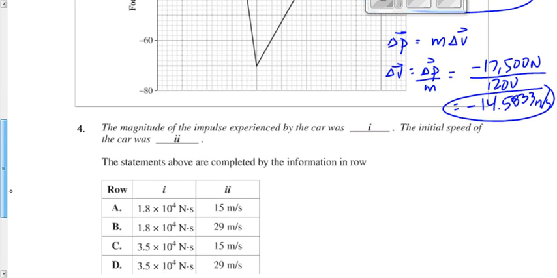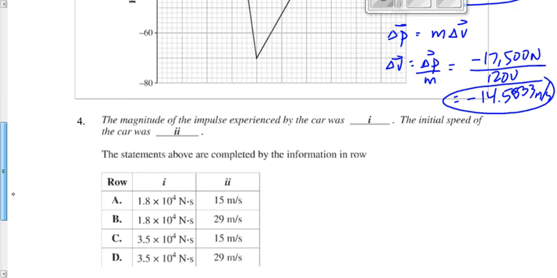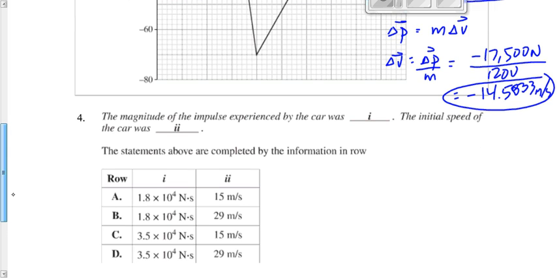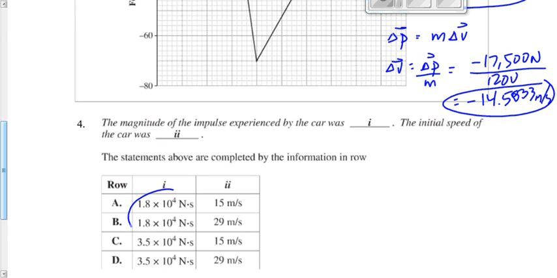What do we got here? Impulse is 1.75 or 1.8 times 10 to the 4 newtons. And the change in velocity is negative 14.58 or negative 15, meaning the initial velocity must have been positive 15. How many people get A for that? Good. Anybody miss the change in units there, the kilonewtons or the 10 to the minus 1 seconds?